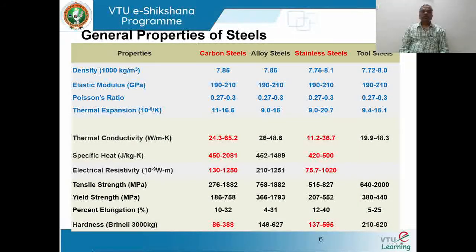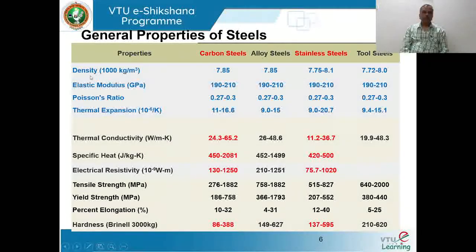Now here in this particular table, I have given the general properties of steel for the four different types of steel I discussed in the previous class. So we have seen the first category of carbon steel, alloy steel, stainless steel, and tool steel. Generally for construction purposes, carbon steel is recommended, and in some special situations you can also use stainless steel.